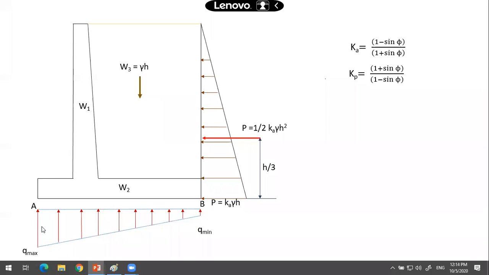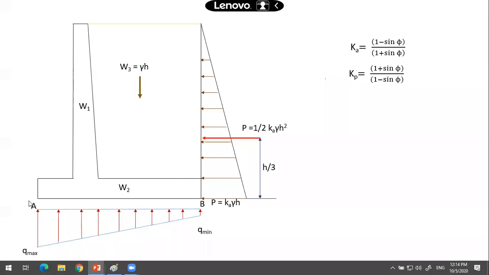The vertical soil pressure will be present over there. It will be acting in this form, in a vertically upward direction. On one side it will be maximum, and on the other side it will be minimum. On calculation, we'll come to know where it is maximum and where it is minimum.